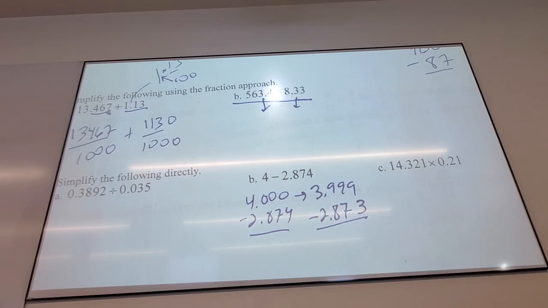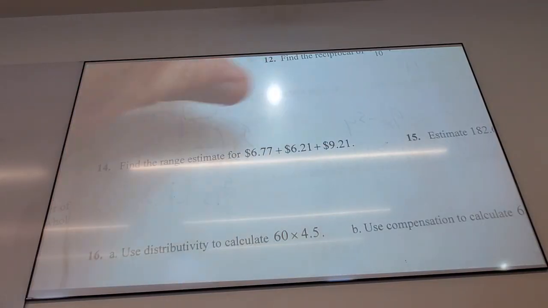Anything else you wanna look at? Would love to look at the sun. Don't look at the sun. Yes. 12? Oh yeah.